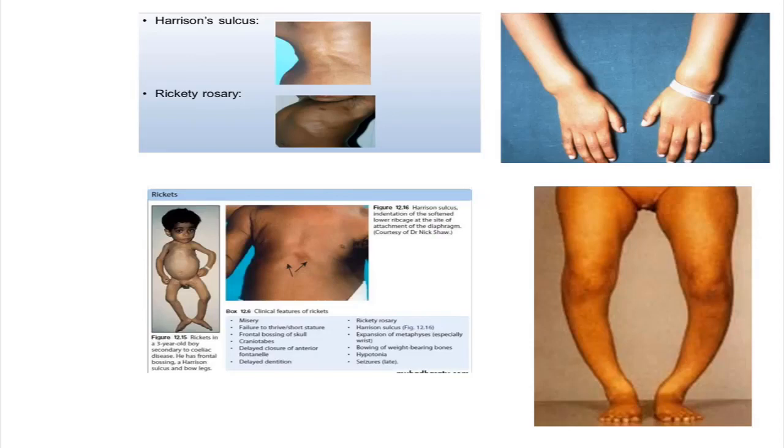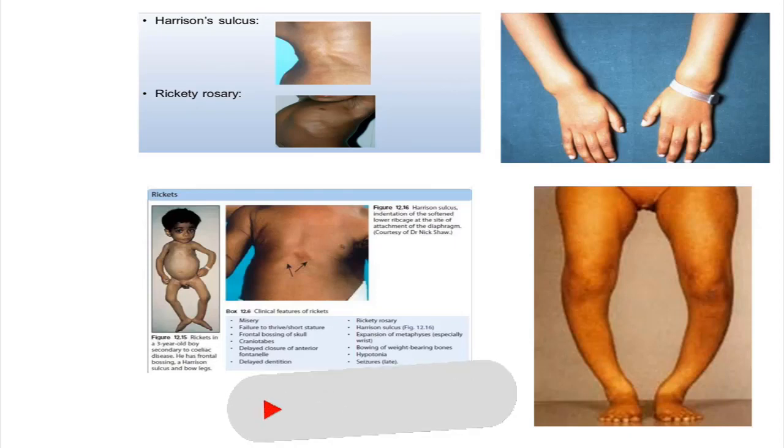These are some of the pictures which show the clinical presentation. This is the widening of the wrist. Because of the undermineralization of the growth plate, there is widening of the wrist. And this is what is called Harrison sulcus.